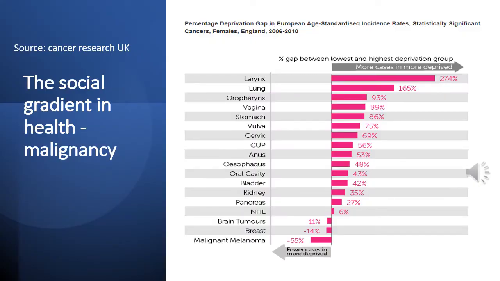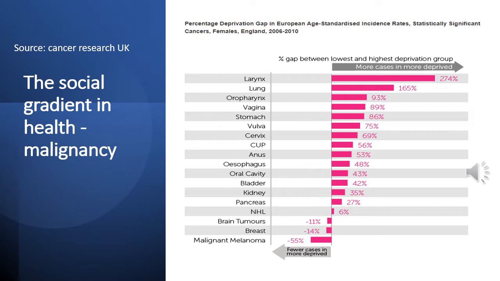Now, let's look at the distribution of malignancies across the different social classes. According to Cancer Research UK, as shown in the graph, the age-standardized incidence rate of cancer was higher in the most deprived group and lower in the least deprived. But keep in mind that some types of cancer, as you can see in the graph, are more common in the least deprived or the advantageous group, the rich people.